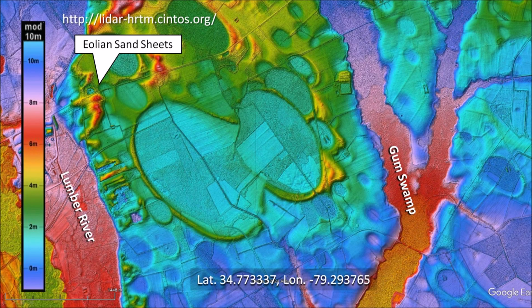This LiDAR image from Syntos.org shows a large cluster of overlapping Carolina bays that are located about 6 kilometers northeast of Maxton, North Carolina, between the Lumber River and the Gum Swamp. There are some Aeolian sand sheets to the east of the Lumber River. Some sand sheets overlay the bays and some bays overlay the sand sheets.